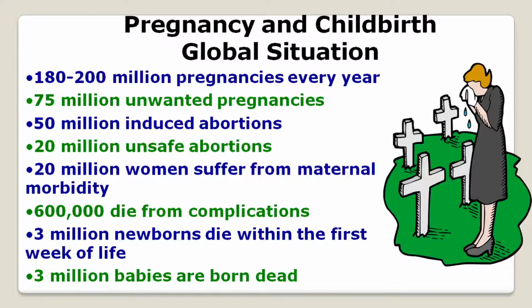The pregnancy and childbirth global situation: 180 to 200 million pregnancies every year, 25 million unwanted pregnancies, 50 million induced abortions, 20 million unsafe abortions, 20 million women suffer from maternal morbidity, 60,000 die from complications, 3 million newborns die within the first week of life, 3 million babies are born dead.